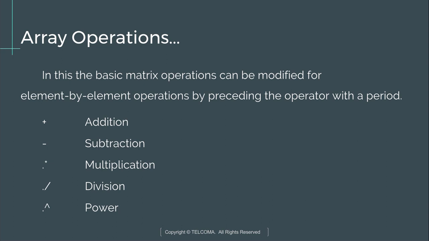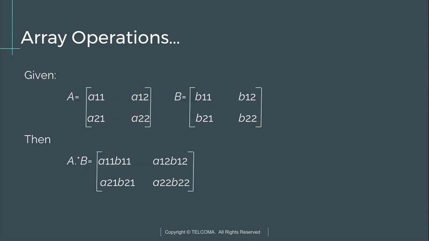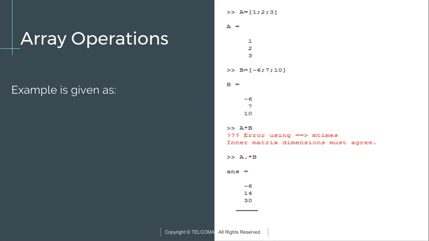Now we have two matrices A and B, and if we want to calculate the multiplication of these two matrices, element wise multiplication, not the matrix multiplication, then we will write it as A dot star B. This will give you the result by multiplying each element by the corresponding element of the next matrix.